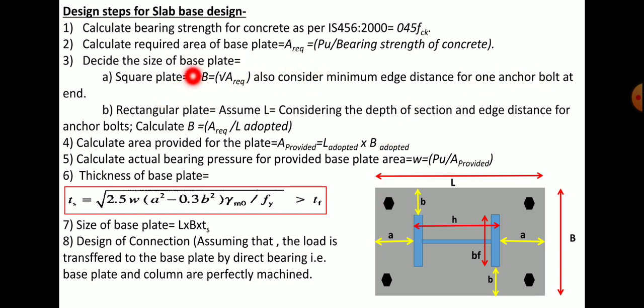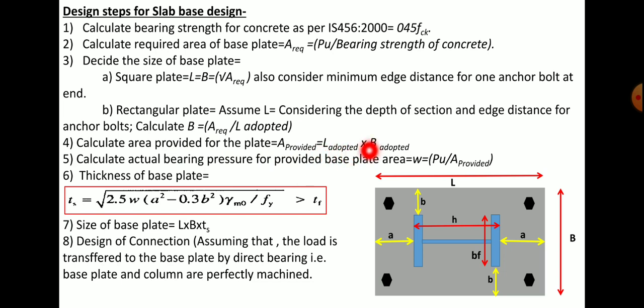And in case of rectangular plates, you need to assume a length value by considering the depth of section and edge distance for anchor bolts. So if one of the sides you are calculating as length, with the help of area required you can calculate the breadth value. So area required divided by your assumed value of length, you may calculate breadth required. Now after that step you calculate the area provided, that is length adopted into breadth adopted.